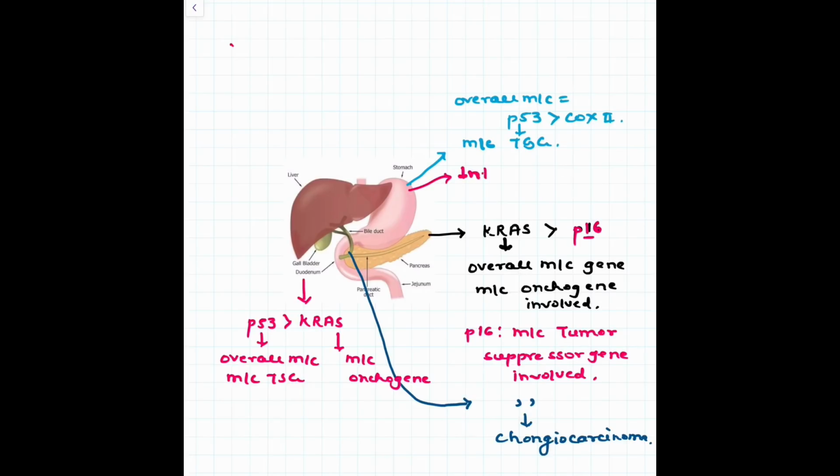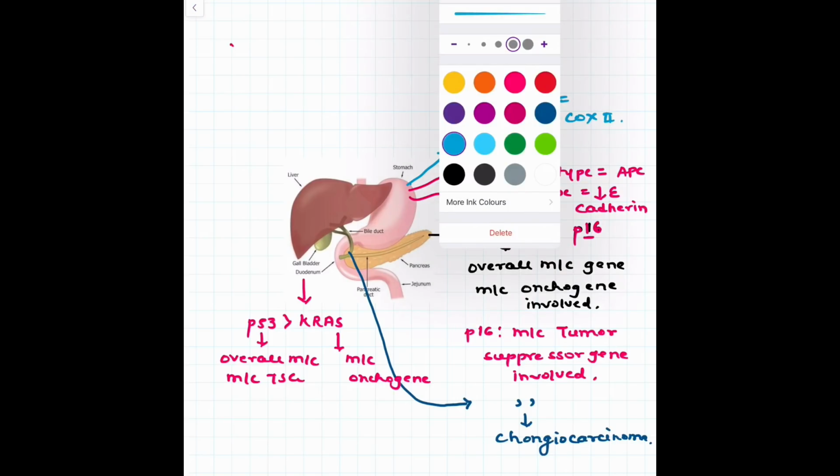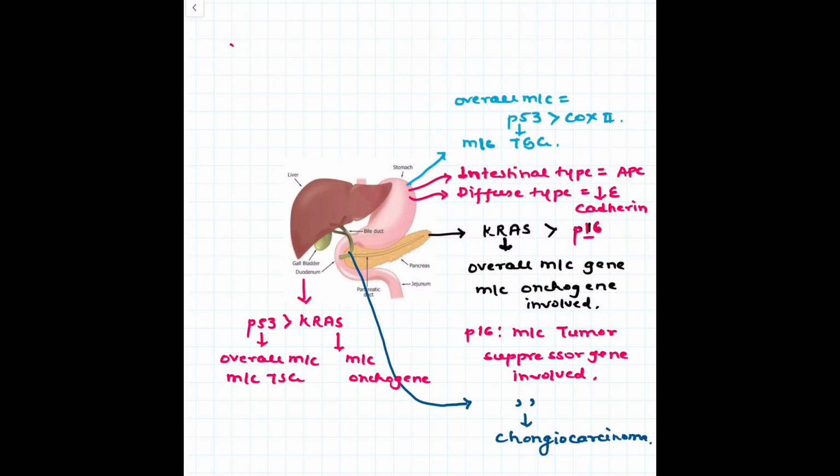But if they're asking about the intestinal variant of CA stomach, APC will be the specific answer. The diffuse variant, which is a poor prognosis type, guys, remember the diffuse variant has a poor prognosis. It is associated with loss of the E-cadherin gene. Okay, loss of function of the E-cadherin gene. So three genes, P53, APC and E-cadherin, for CA stomach.